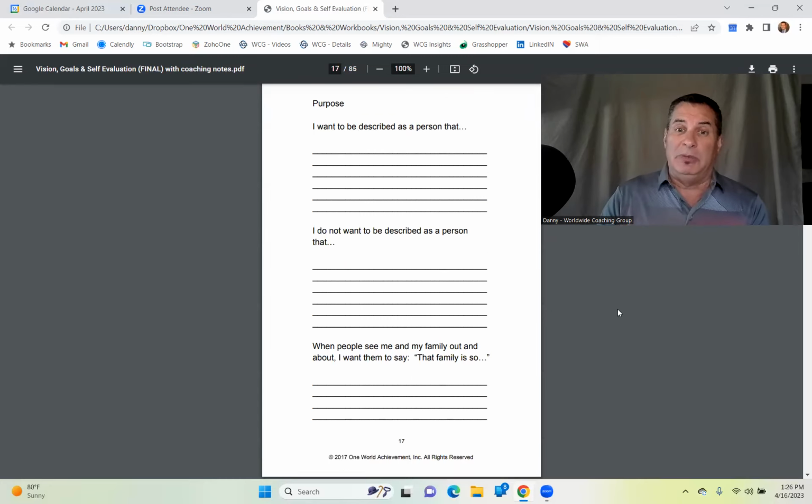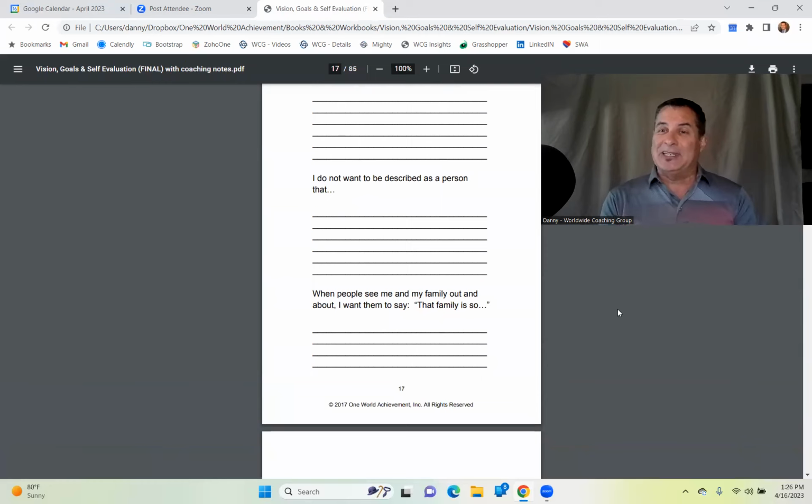I do not want to be described as a person that. So sometimes it's nice to see the opposite. I don't want to be an arrogant person. I don't want to be a selfish person. I don't want to think I'm better than other people. I don't want to be described as a person that is insensitive or really ungrateful. Maybe those things show up for you. Whatever it is for you, again, this is your insight.